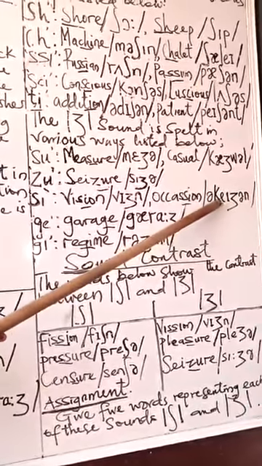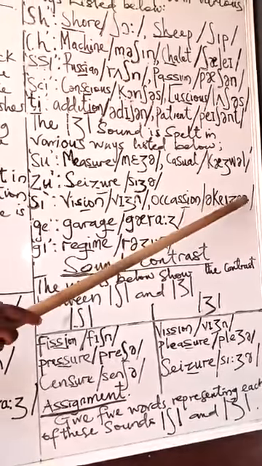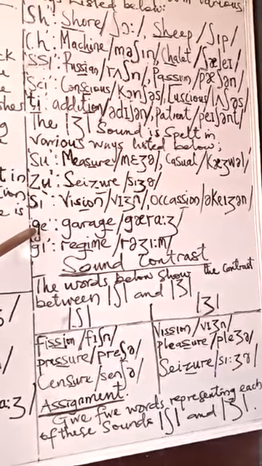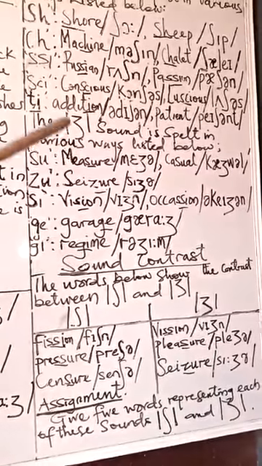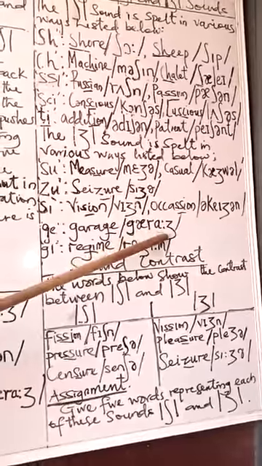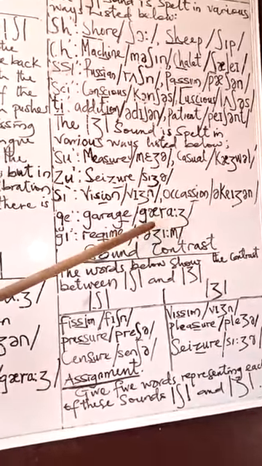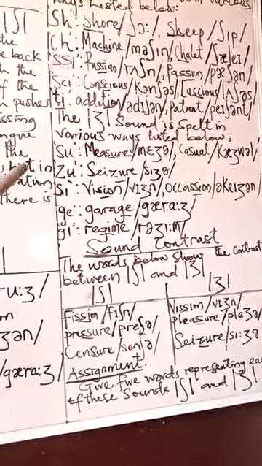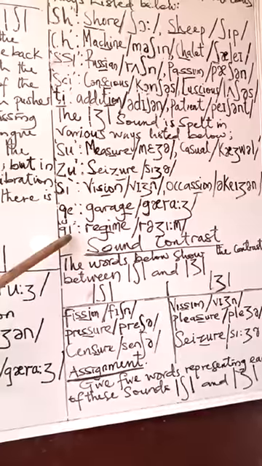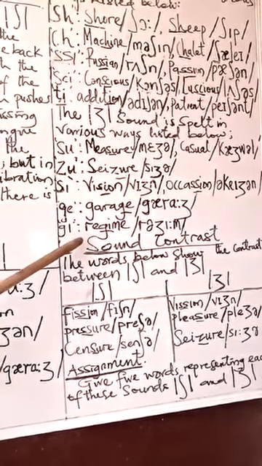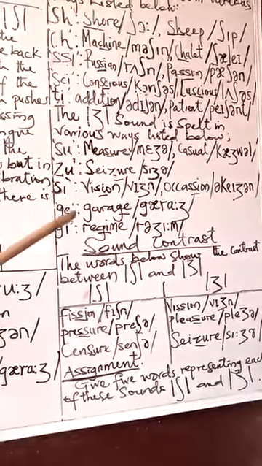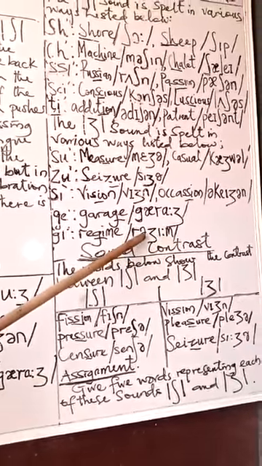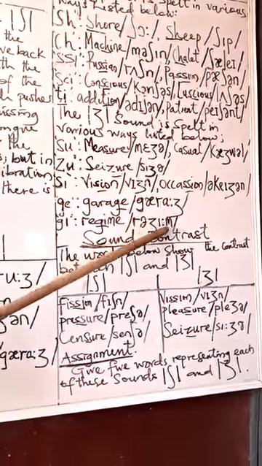Occasion. Once again, occasion. Now we move to the next example. When you combine letters G and E together, you pronounce this in garage. Again, garage. Also, when you combine letters G and I, you pronounce it in regime. Regime. Again, regime.